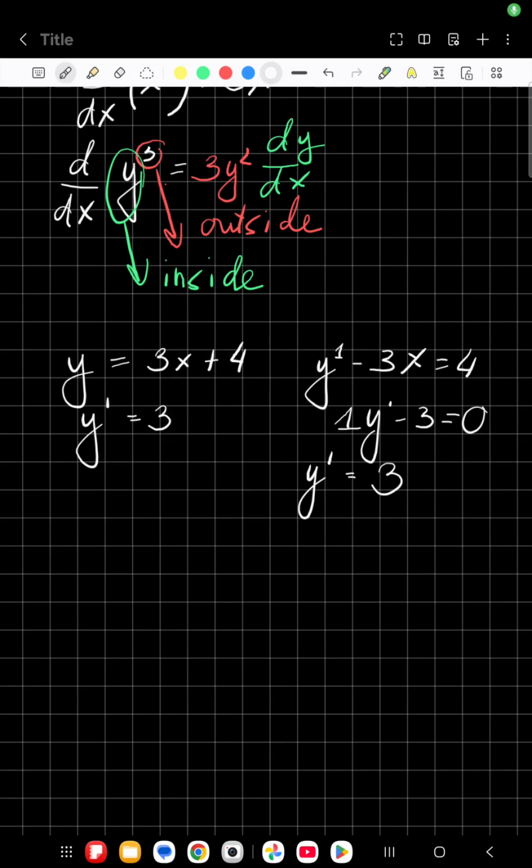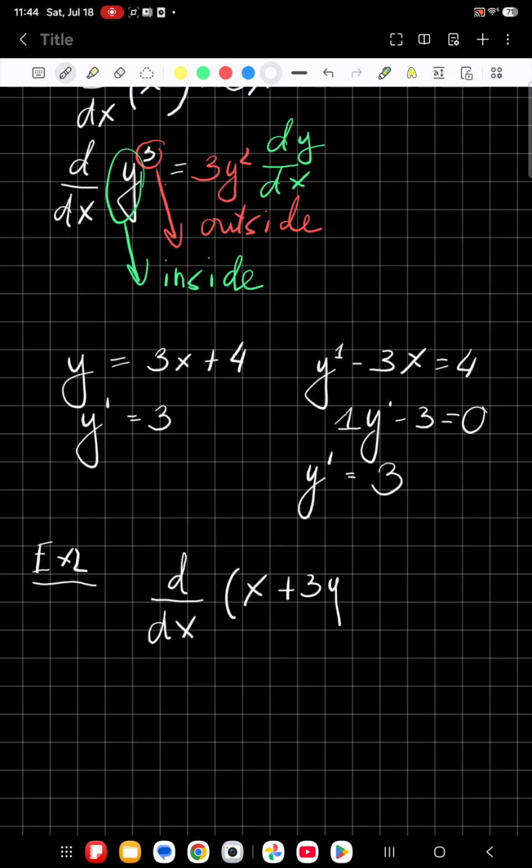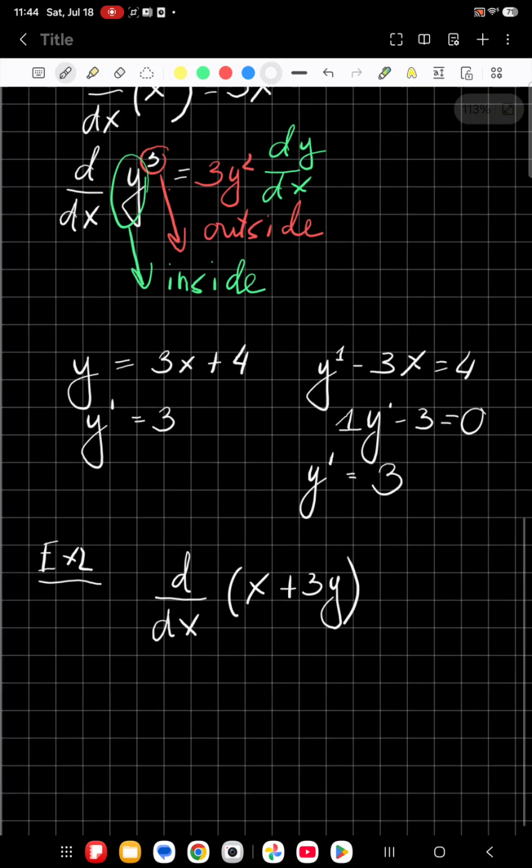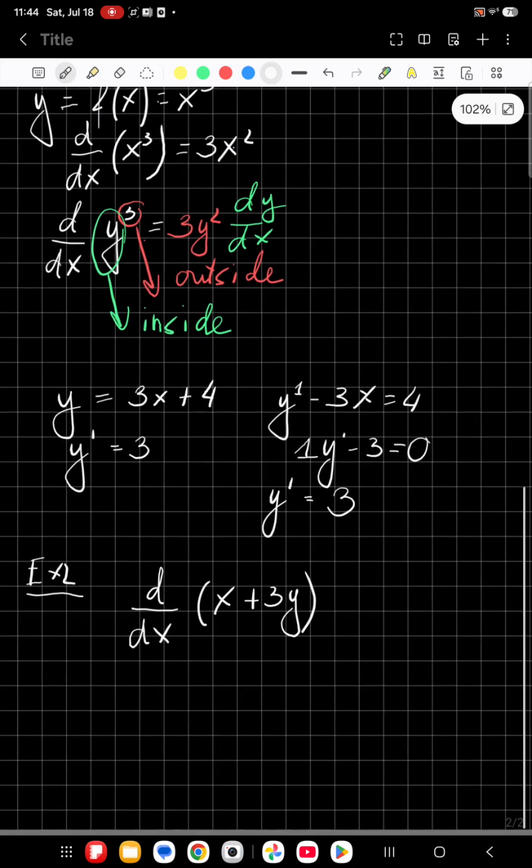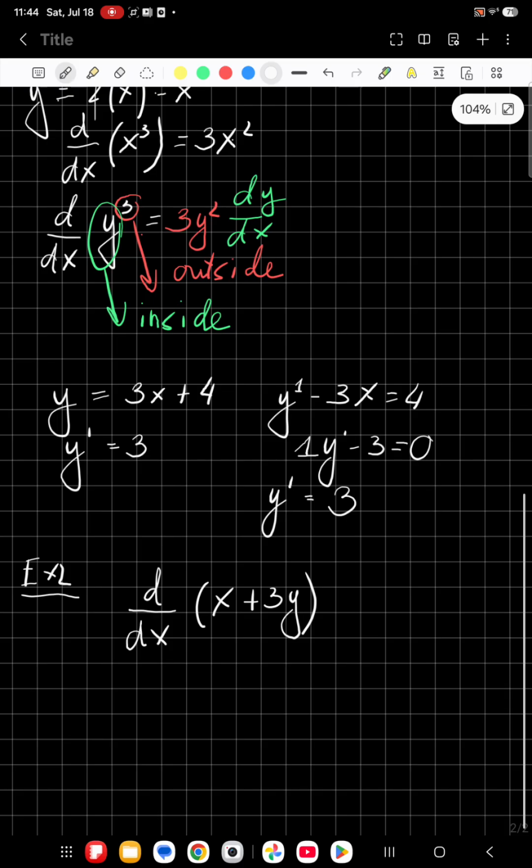Okay, so let's do a couple more examples. So example 2. We're taking the derivative of x plus 3y. So d/dx of x plus 3y. Yeah, so the derivative of x is just 1. So that's 1. Derivative of 3y. So we're treating that y just as a regular variable. So the derivative of 3y is just 3.